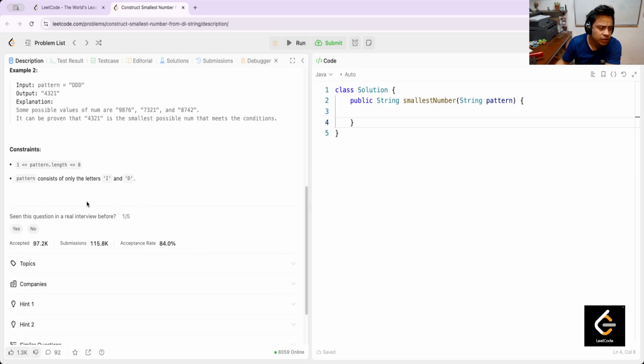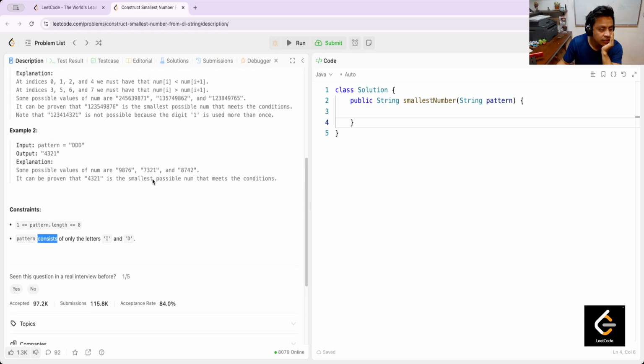Before continuing, let me check the constraints. The pattern length is between 1 and 8, and it consists only of the letters I and D.